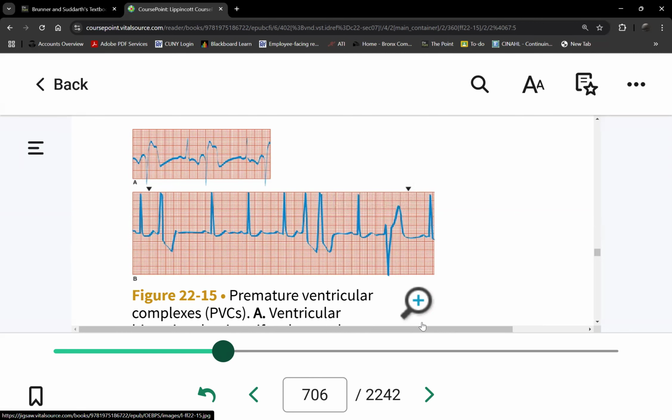Now, a PVC can also be unifocal, meaning the same shape, like that one. This one and this one are not the same. So that's multifocal. When we say unifocal, it means same source, same thing is causing it. When it's multifocal, different parts of the ventricle are causing the premature beats. And if they occur two in a row, we call it a couplet. If it's three in a row, triplet. When it's five or more, we usually call it a VTAC now.